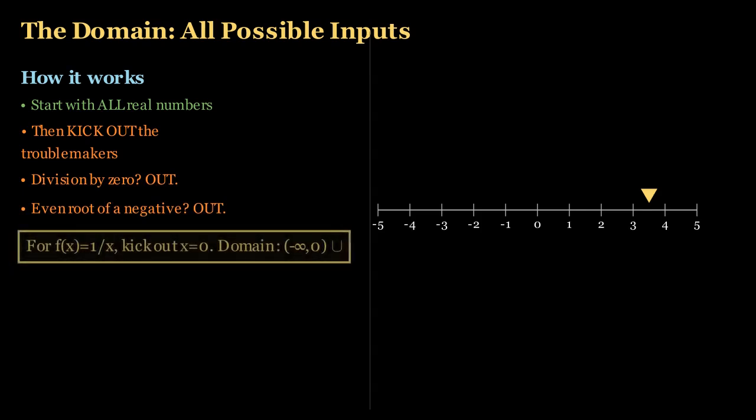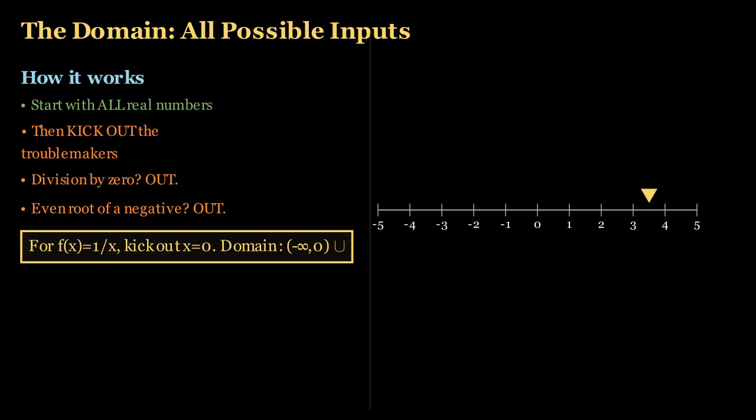Let's see why this matters with a real problem. Imagine you drop a rock from a certain height, h meters, above the ground. Physics gives us a function to find the time, t, it takes to hit the ground. The formula is t equals the square root of h over 5. Now, let's find the domain of this function.